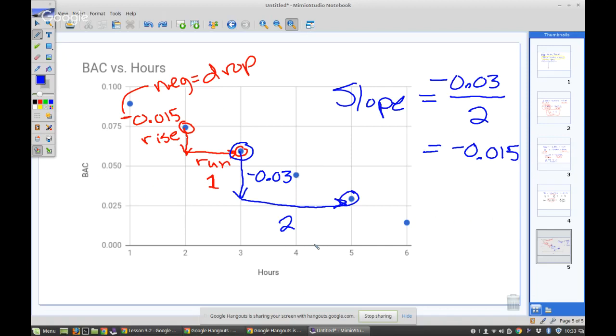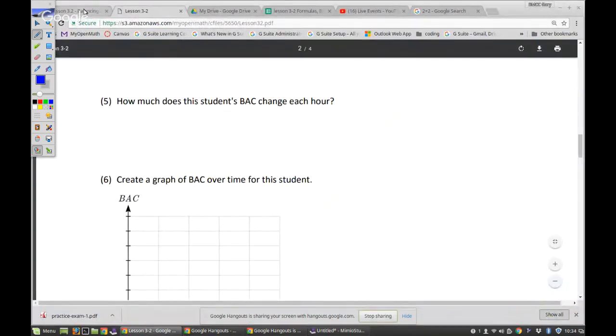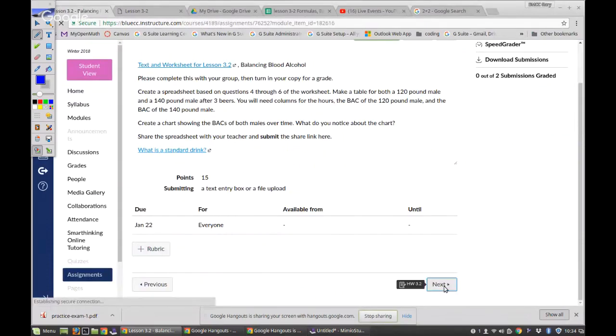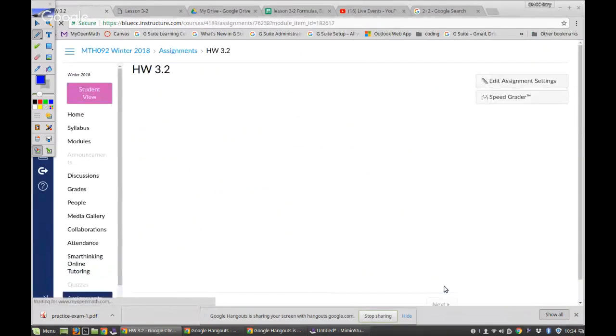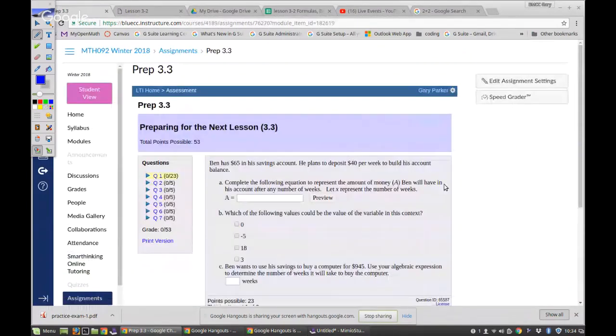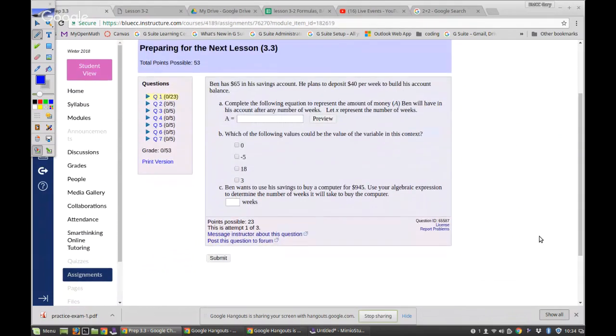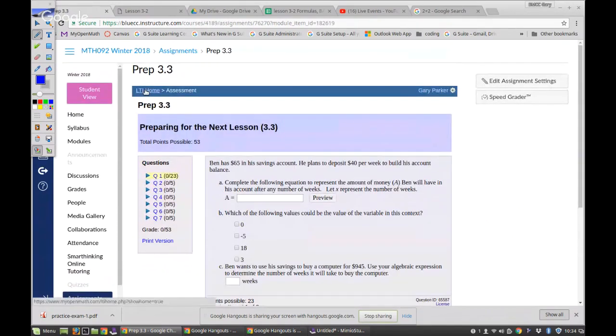All right, if you haven't looked at the homework for 3.2, look at that. We can go over it tomorrow. I want to take a look at some of the prep questions for 3.3, and then I'll get the worksheet out at the end of class. So for question number 1, I'm going to pop this into a new window so it's easier to see.